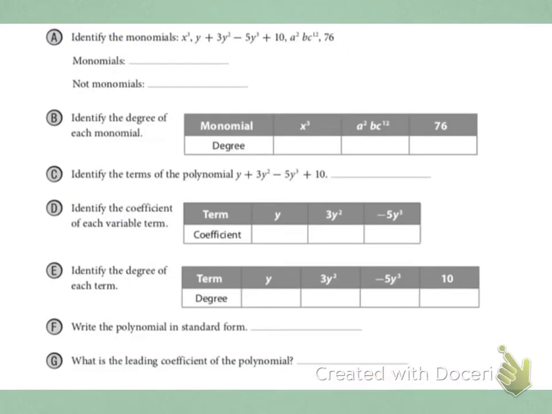So let's go ahead and take a look at some examples. If we want to identify the monomials, they are the ones that are a single term. So there's a single term polynomial, and there's another single term polynomial right there, and even this is a monomial. So all of these are the monomials here: the x cubed, the a squared b c to the 12th, and even the 76.